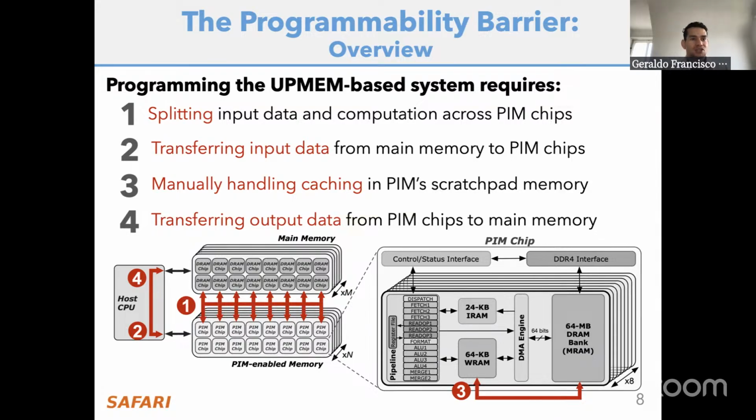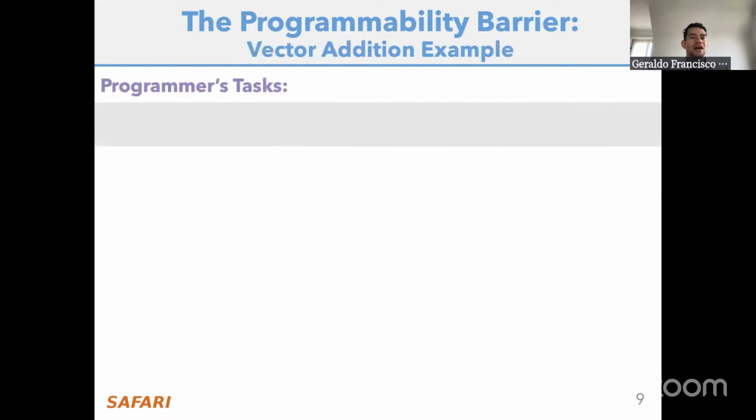So let's talk in particular about the PIM system, which has some SDK that enables programming the architecture using that execution model that I just mentioned. The programmer is responsible for several key tasks. Next, I'm going to show some code snippets of a vector addition implementation for the PIM programming model.